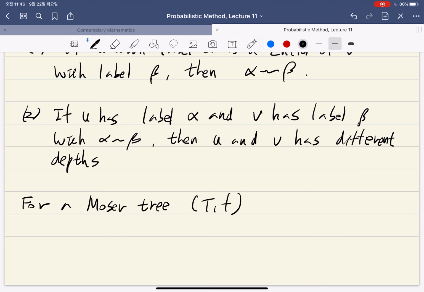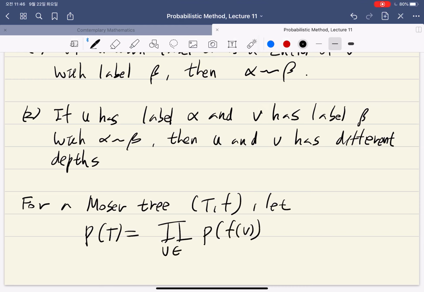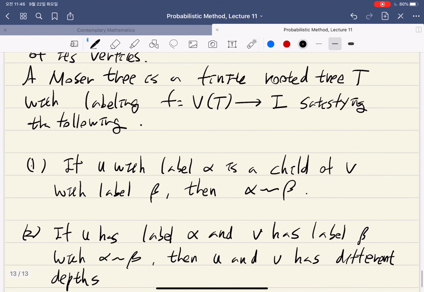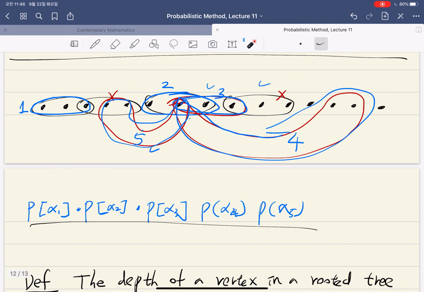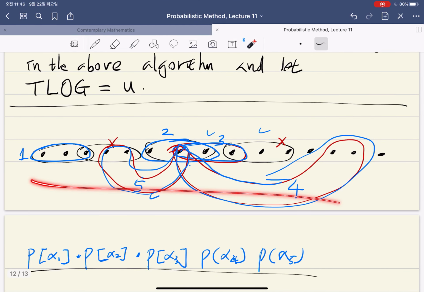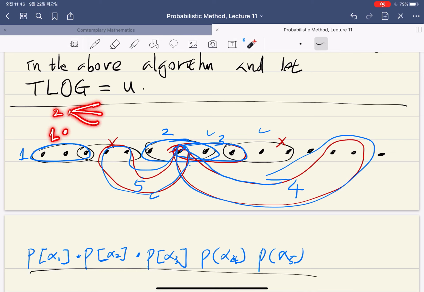T, with this F, we let P of T be the summation of all P values on the labels of vertices. So remember, this F maps to I. So for each element in I, we have this probability. For some technical reasons, I consider that you have 1 and you have 2, and then from 2, 3, 4, 5 are branched out.